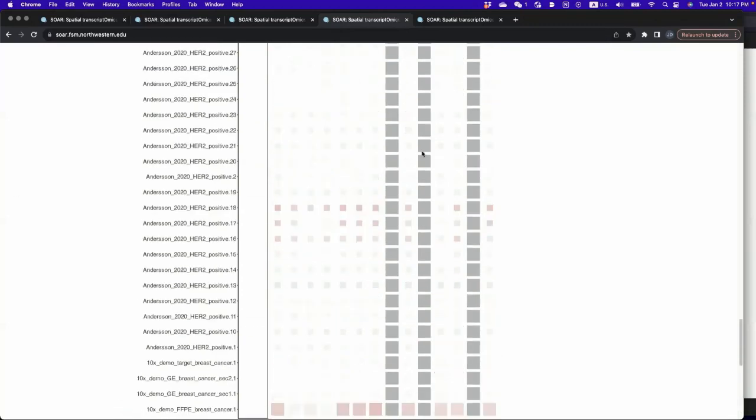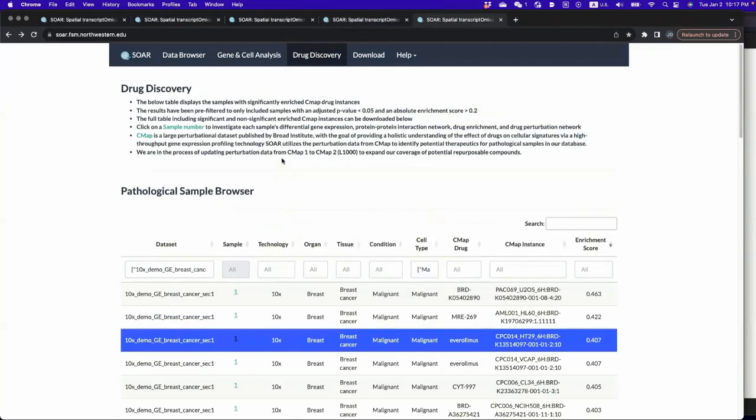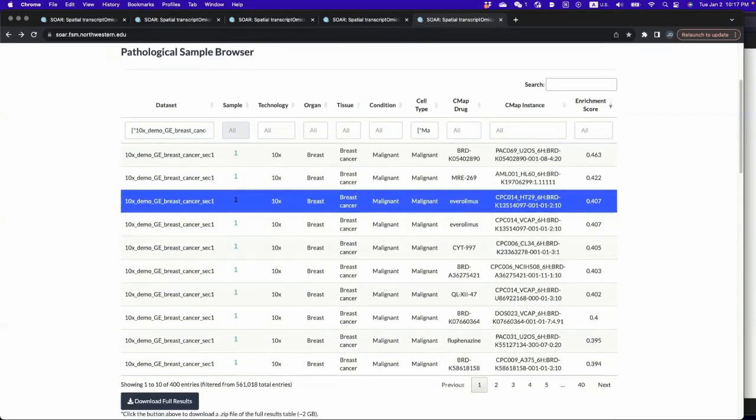Let's take a look at the last tab, which is the drug discovery function. Drug discovery function allows users to identify compounds with potentially therapeutic effects for pathological samples contained within SOAR. The perturbation effects of these compounds on cells and genes have been experimentally tested by CMAP by the Broad Institute. The master table allows for filtering by tissue, condition, compound of interest.